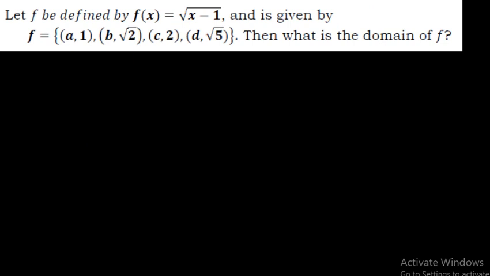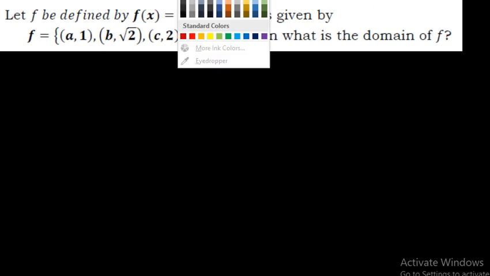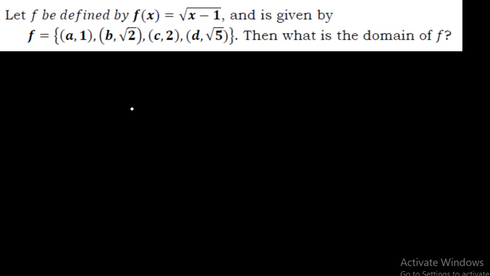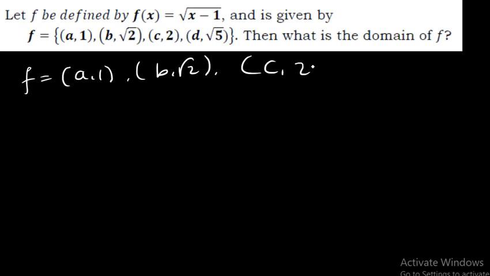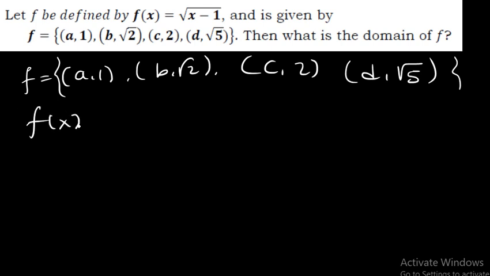When you go to the next page, we are given a function f of x. The function is f of x equals square root of x minus 1. Then f equals the pairs (a, 1), (b, radical 2), (c, 2) and (d, radical 5). But originally the function f of x means square root of x minus 1 is given to us. Don't forget this.